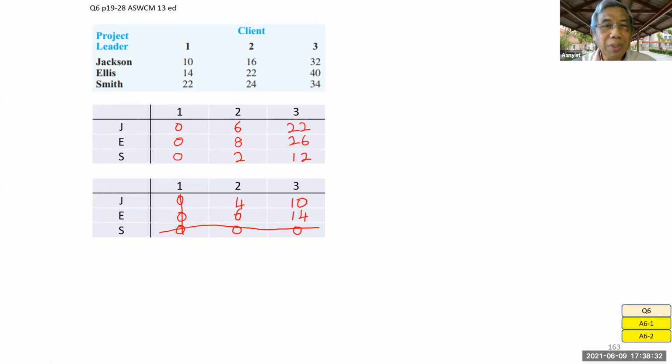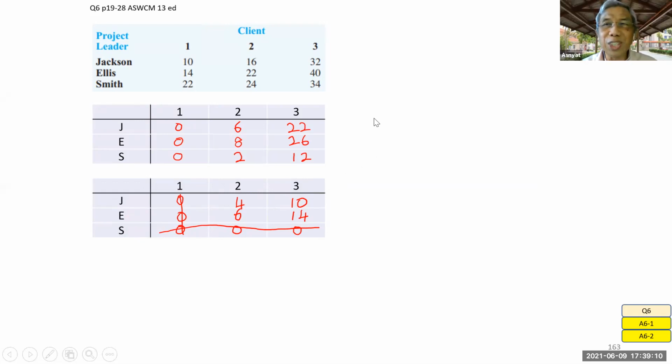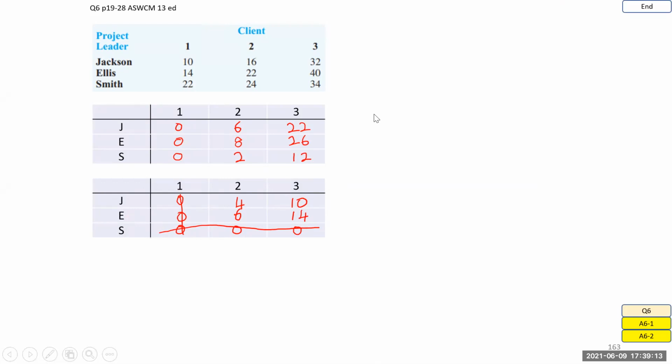To be optimal, the number of lines must equal the number of rows or the number of columns, because we cannot draw any more lines here. Now, how many rows do we have? 3 rows. How many lines? 2. So it's not optimal, we need one more. So what do we do? We have to make a simple adjustment.